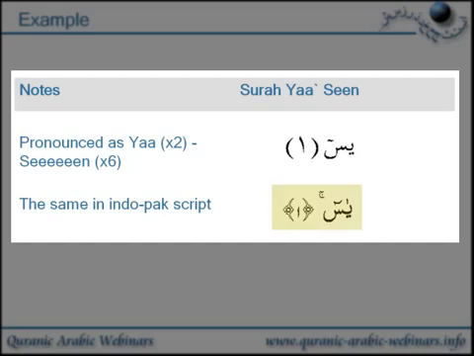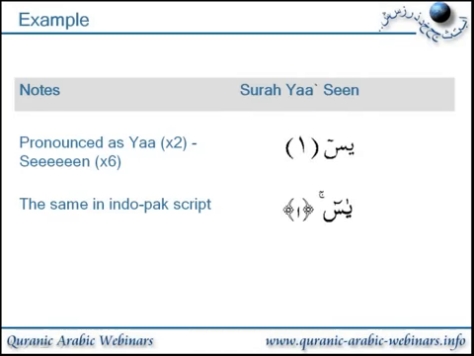In the Indo-Pak or Majidi script, they help you out a little bit more. On the ya, they've put the short alif or the dagger alif to indicate it's two long, and on the sin they use this mad sign, which in the Majidi script indicates it's six long. So that would be pronounced as Yasin. And if you go to Surah Yasin and listen to that first line, you'll see how they pronounce that.